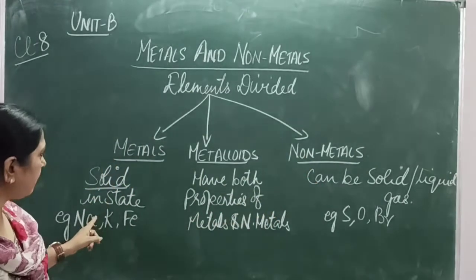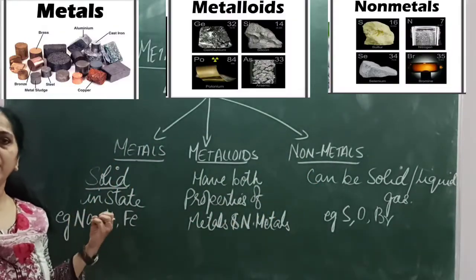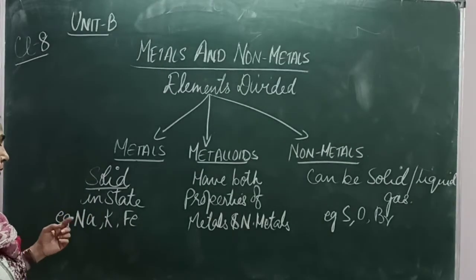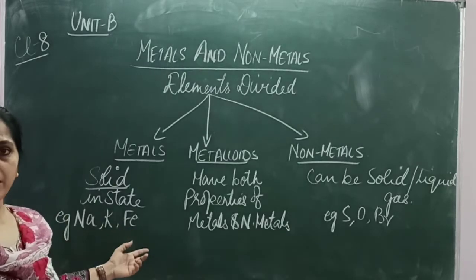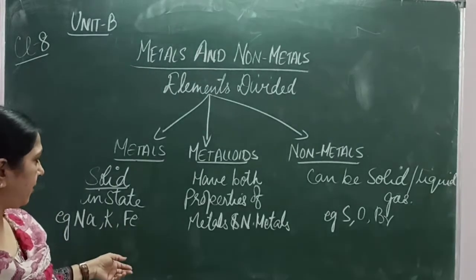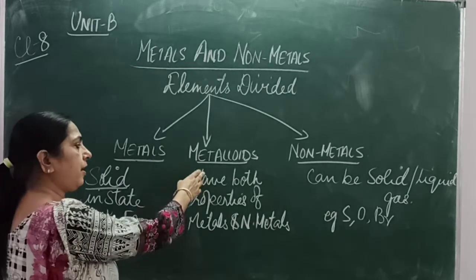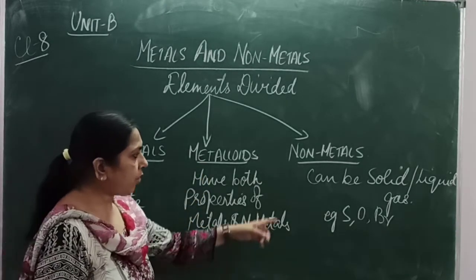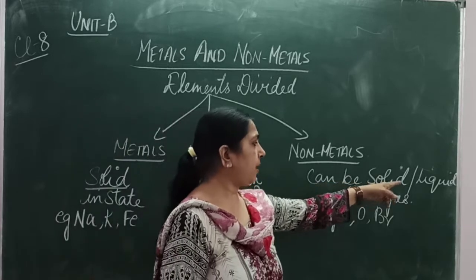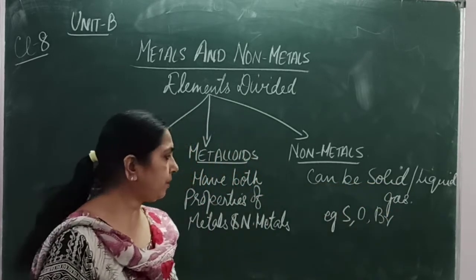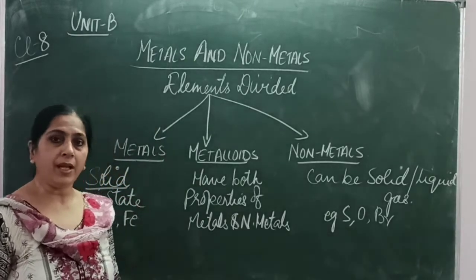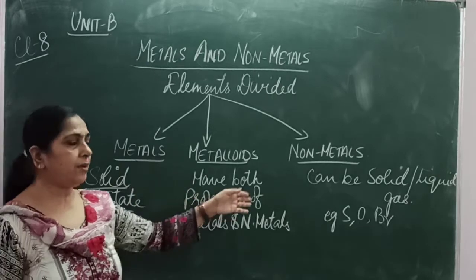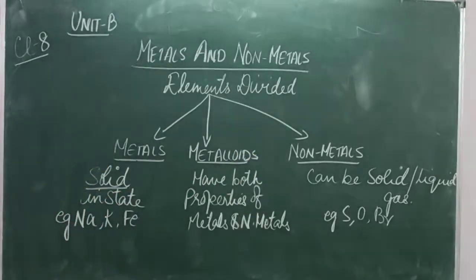Okay. So what are metals? Metals are basically in the solid form. For example, we have got sodium, potassium, iron, copper, etc. Then metalloids have both the properties of metals and non-metals, right? And non-metals can be in the solid, liquid, or gaseous state, for example, sulfur, oxygen, and bromine. Now one by one we should discuss the properties of the metals, the metalloids, and the non-metals.